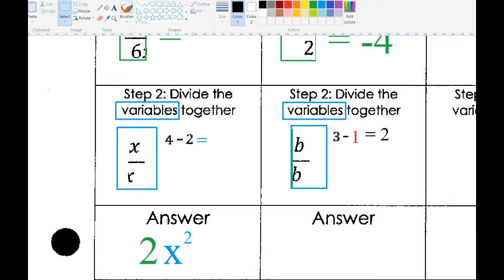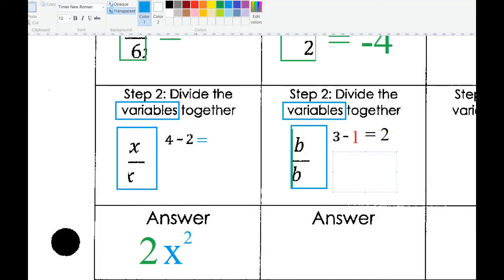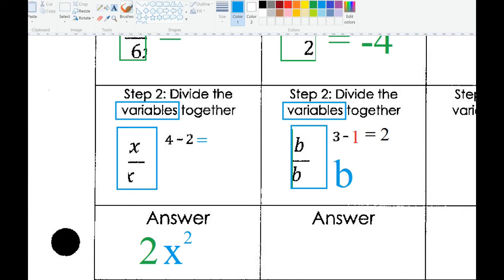Now remember, the answer isn't 3 minus 1 equals 2. You're not going to take 2 and make that the answer. You have to include that exponent, which is that b. That 2 is letting you know the exponent that you have to put at the top of the b.